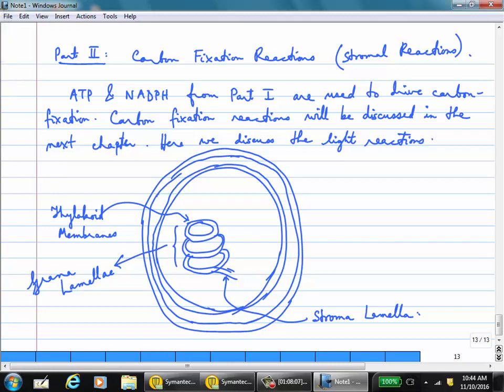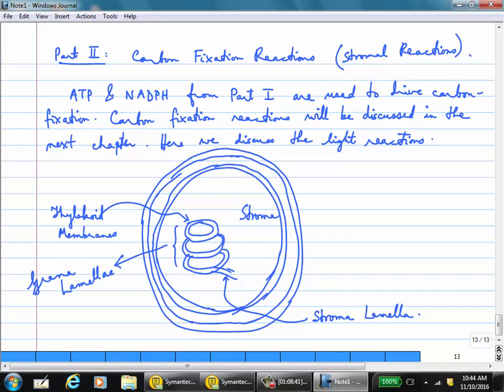So you can see what the thylakoid is. The thylakoid membranes are the membranes that are stacked one on top of each other. The light reactions actually take place in the thylakoid membranes. That's why they are called thylakoid reactions. The carbon fixation reactions take place in the interior of the chloroplast. Whatever is not the thylakoid or the stroma lamella is the stroma. This region of the chloroplast is called the stroma, and the carbon fixation takes place in the stroma, so they are called the stromal reactions.